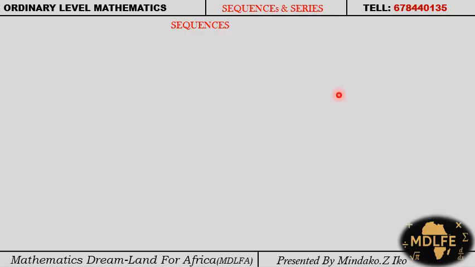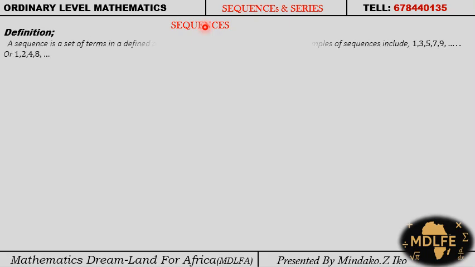Alright, so we'll be looking at series. So let's look at what a series is all about. Okay, so let's look at the definition. A sequence is a set of terms in a defined order with a rule of obtaining the terms.